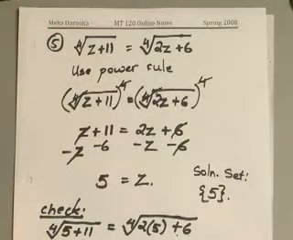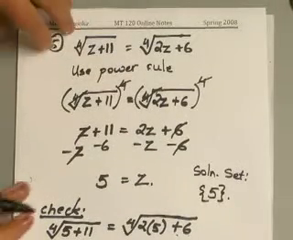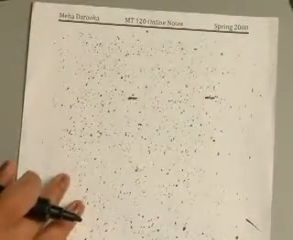So you've looked at a couple different types of examples. You've looked at examples with different index values. So you should be able to solve equations just like we see in these examples.